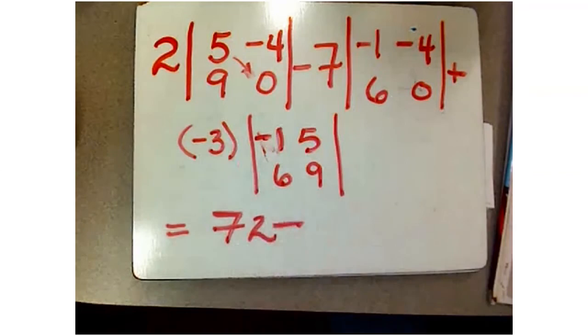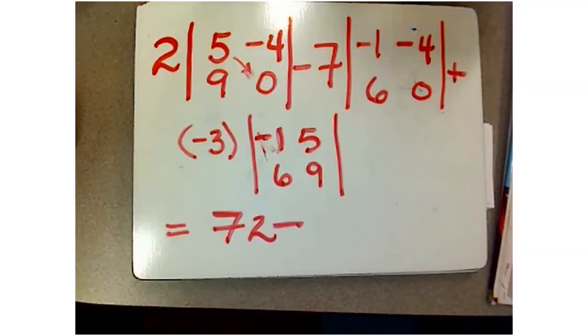So this is one long heading. Yes. Now it is 7 times the determinant of negative 1, negative 4, 6, 0. What is the determinant of your 2 by 2? Negative 1, negative 4, 6, 0. It's 0 minus negative 24. It's just 24.